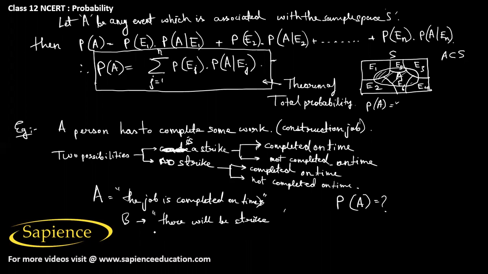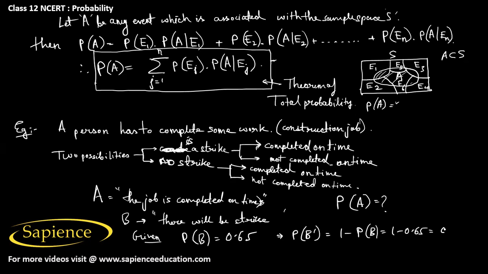Here it is given that the probability that there will be a strike, the probability of the event B, is 0.65. Therefore the probability of B complement, meaning there is no strike, would be 1 minus probability of B, that is 1 minus 0.65. So it is 0.35.